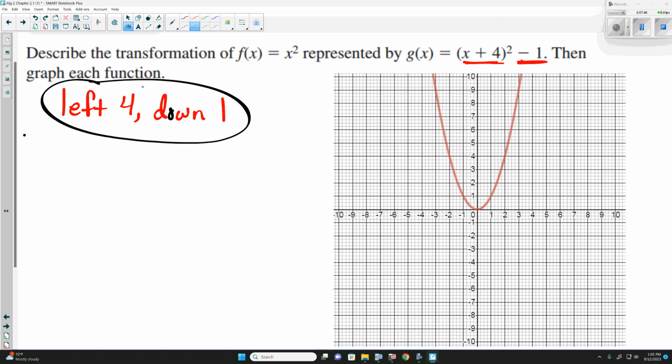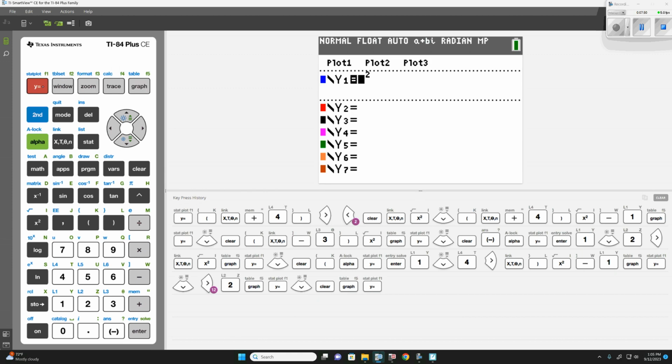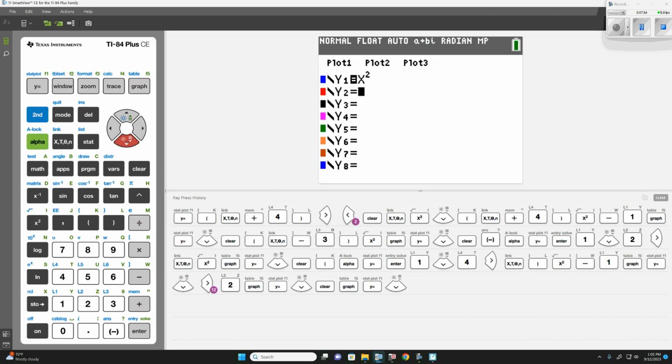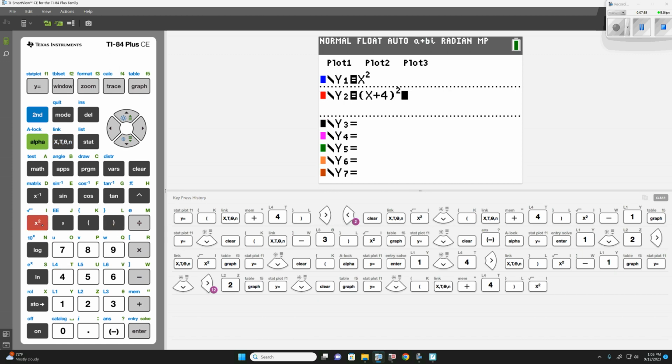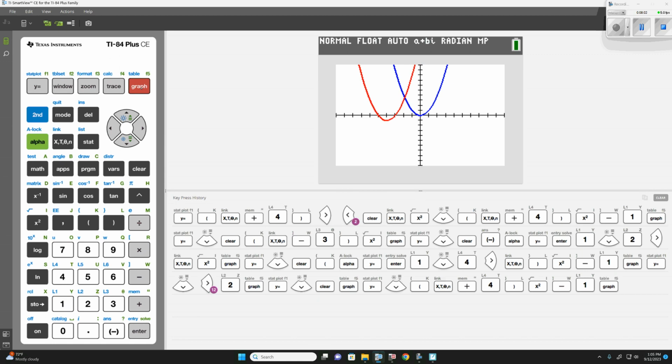Because here, (x plus 4) squared minus 1. To get to our graph, we plug the equation in. We can hit y equals and go down 1. Parentheses, x plus 4, close parentheses, squared, minus 1. And then I can hit graph. And it graphs it for us. We do not have to know how to actually graph it by hand. So that's part of the reason.